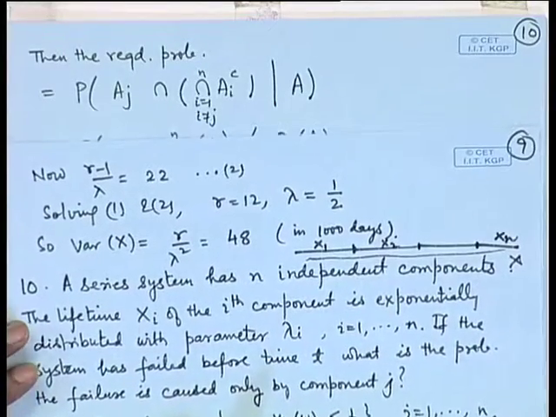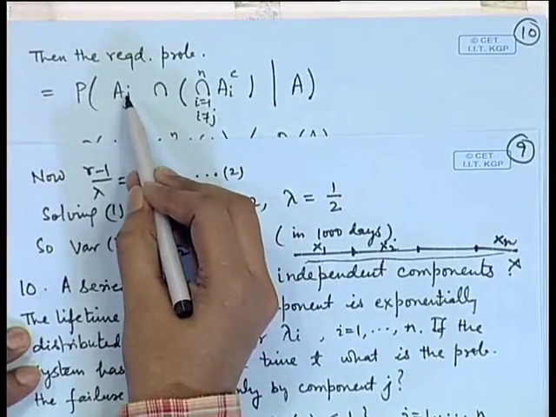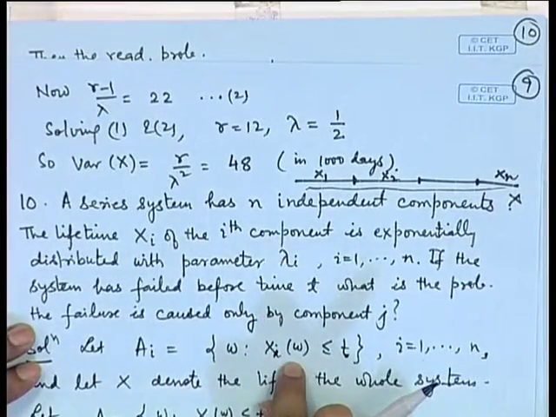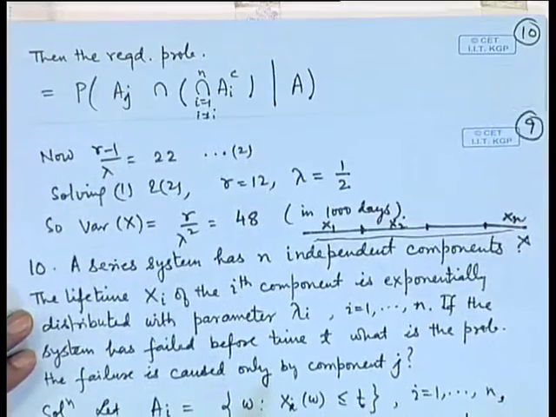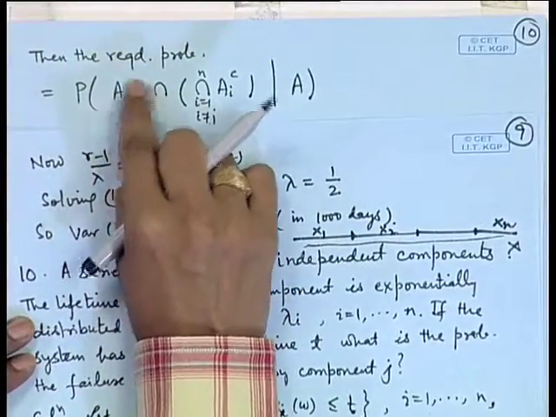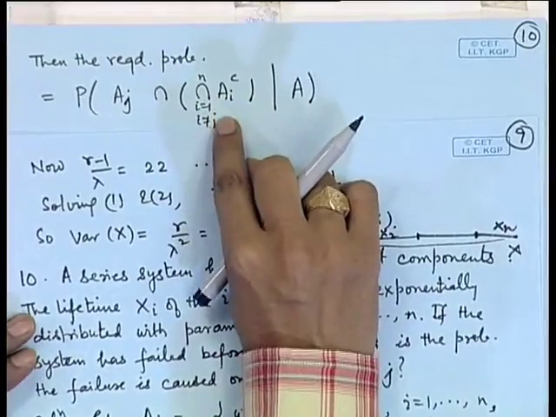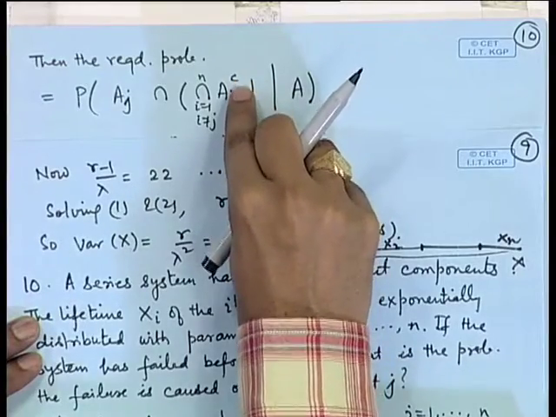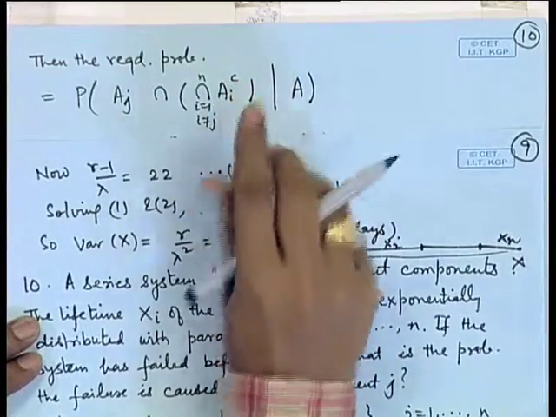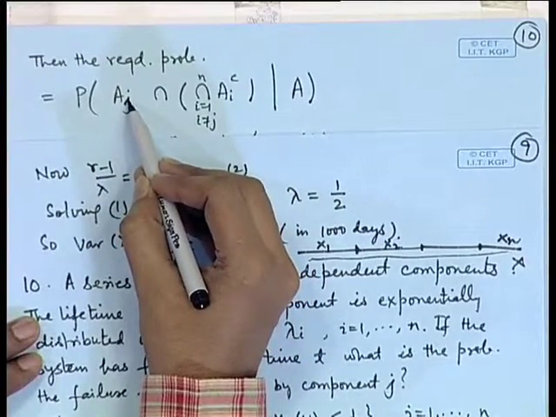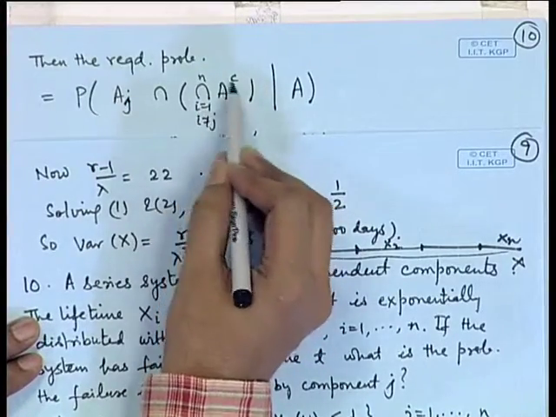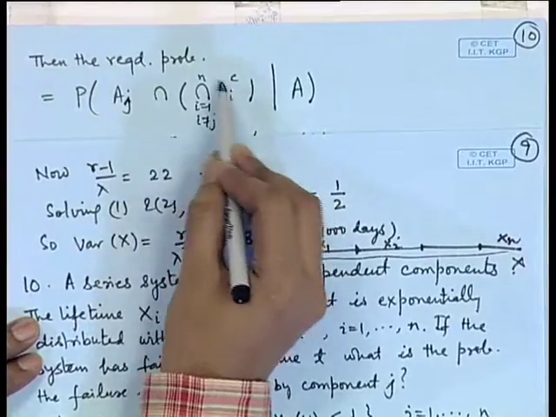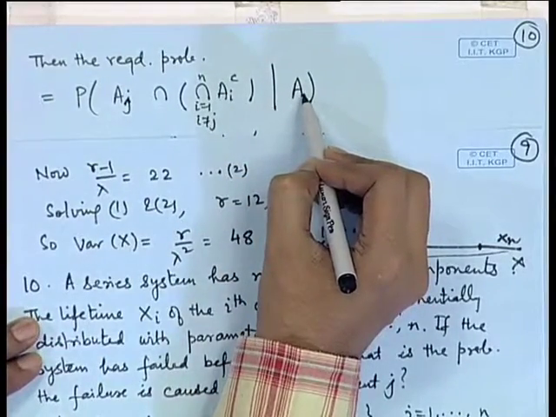It is actually the conditional probability that the jth component fails before time t, because A_i denotes the event that the ith component fails before time t. Here we are interested in the jth component failing and all components other than the jth component not failing. This is A_1 complement, A_2 complement, etcetera, except A_j complement. So it is the simultaneous occurrence that the jth component fails and all the other components are working at time t.